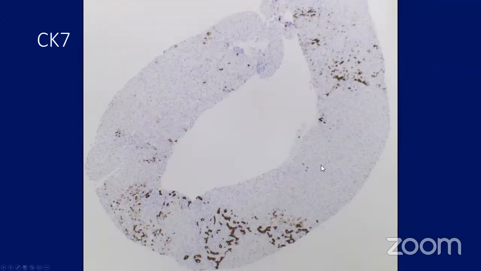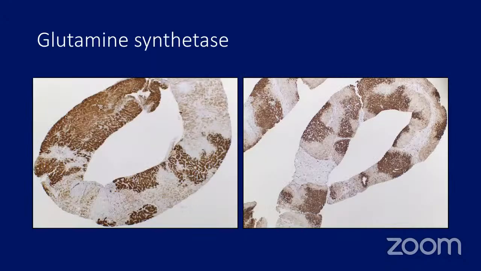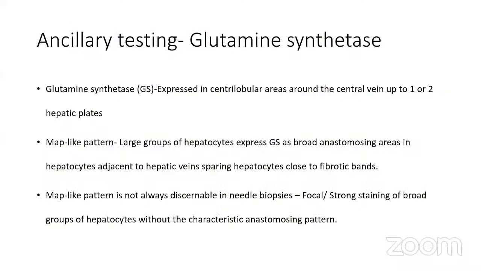If you do a CK7 stain, this will highlight the ductular reaction. And the immunostain which we now use for diagnosis is glutamine synthetase, which shows this very characteristic map-like positivity. Then we'll talk a little bit more about the stain and what map-like positivity actually is. In normal liver, glutamine synthetase is expressed in the central lobular areas around the central vein, and it is usually seen in only 1 to 2 plates of hepatocytes. So it's just perivenular staining when you are in a normal liver.